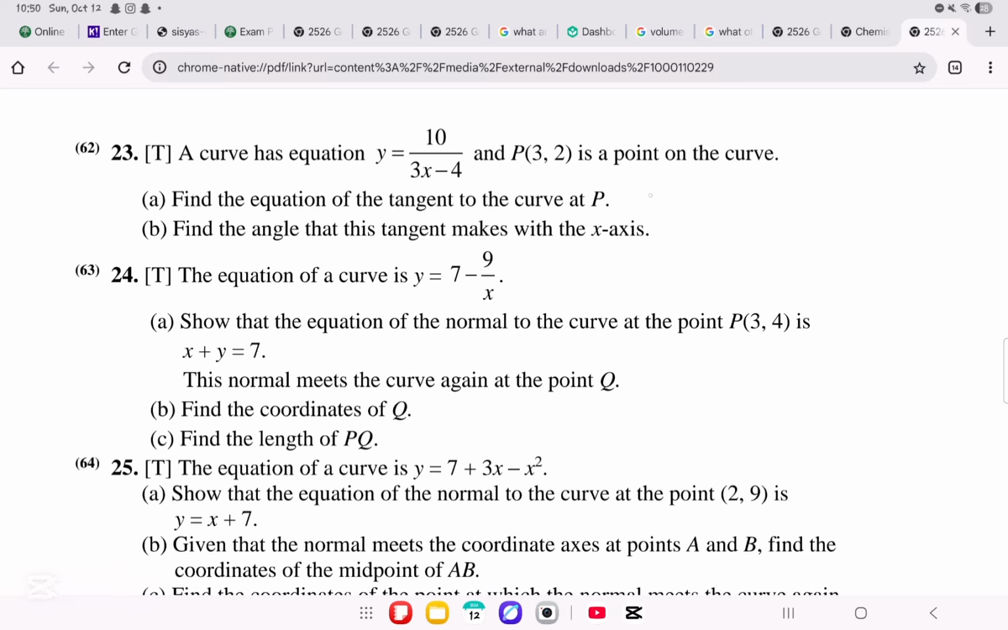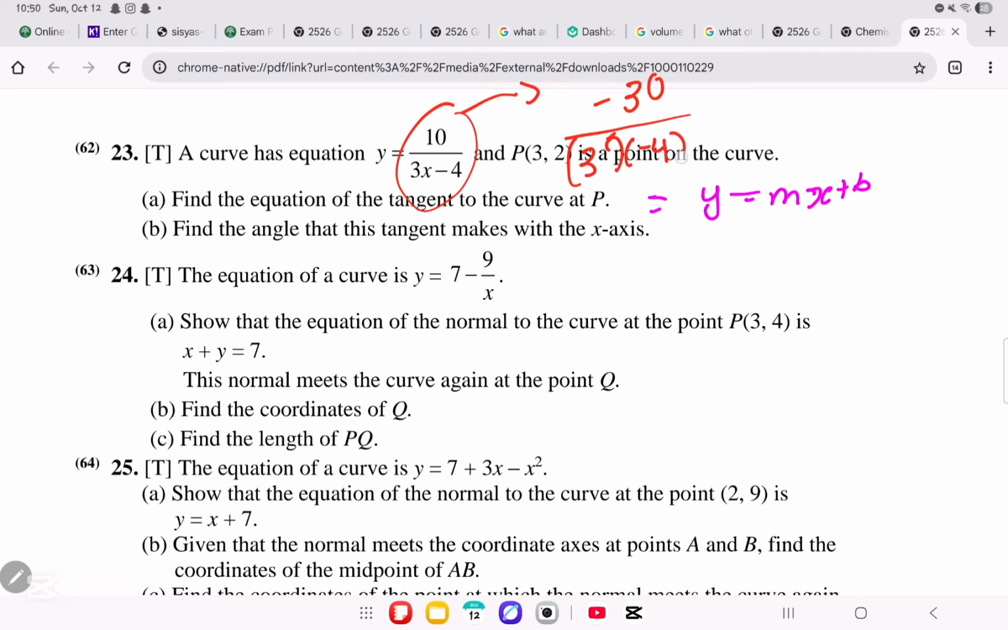In order to do that, because it's a straight line, we need to do y equals mx plus b. We have the point, which is 3, 2. We have x and y. The only thing we need to find is the slope. How do we find the slope? We take the derivative of this. After much practice, you're supposed to get it as minus 30 over 3x minus 4 squared.